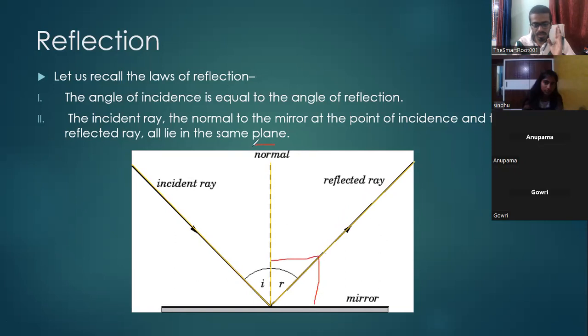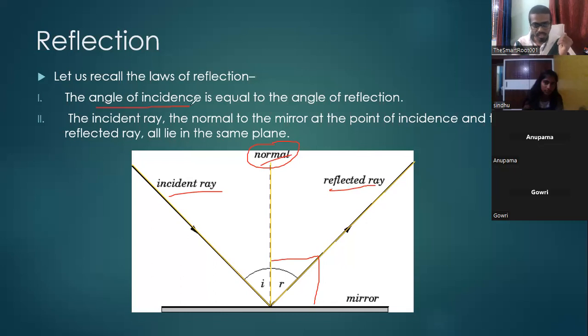This line is called as normal. Okay, so everybody is clear on what is incident ray, what is reflected ray, and what is normal, correct? Because we'll be using a lot of these terms again and again in the upcoming topics, so keep this in mind. And this is the law of reflection.